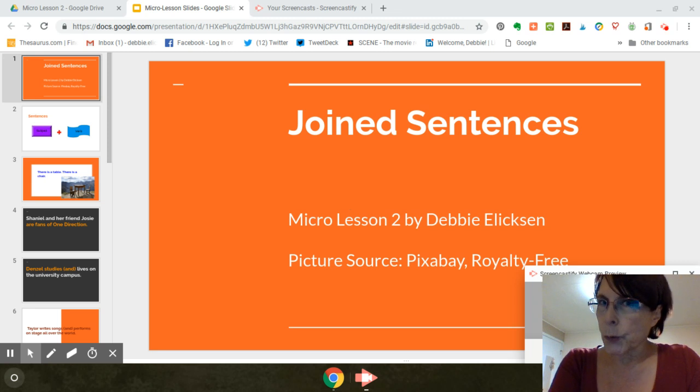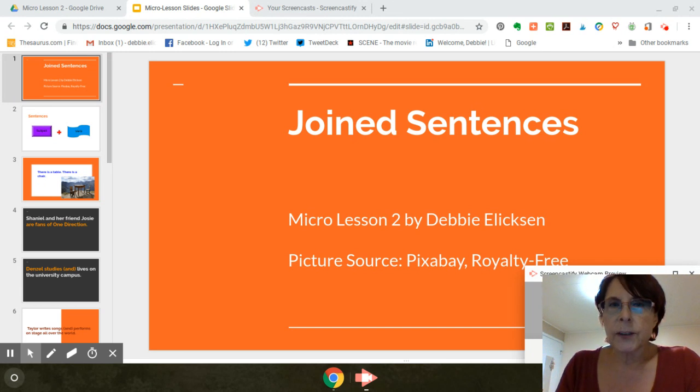We're going to look at joined sentences. There are a couple things that go into making up a sentence in the English language. Sentences have to have an order to them. They have to convey meaning.